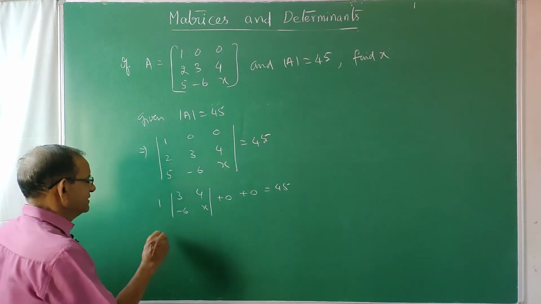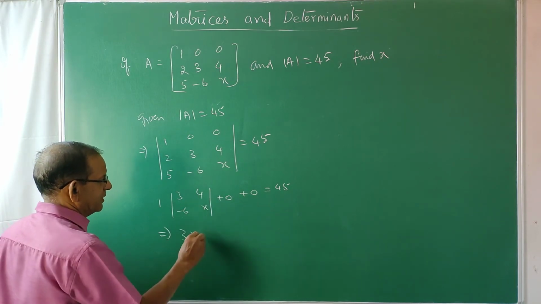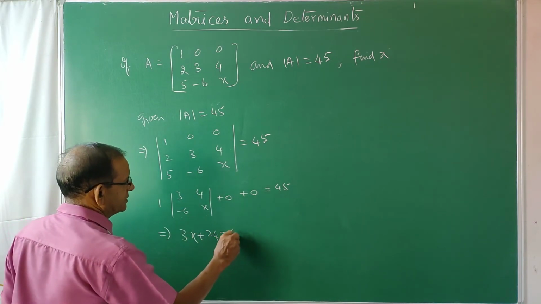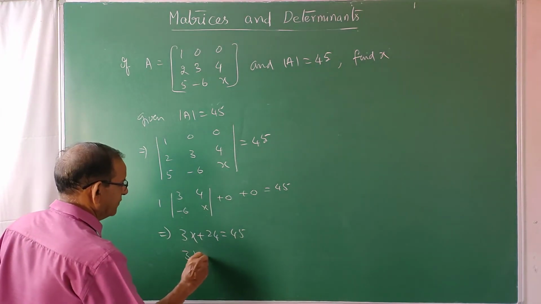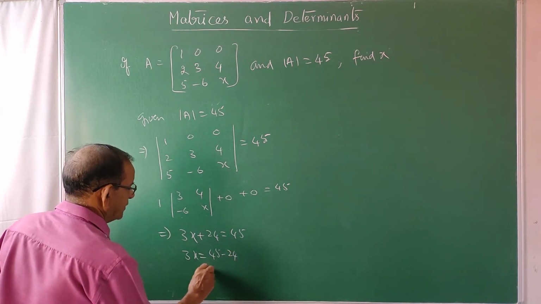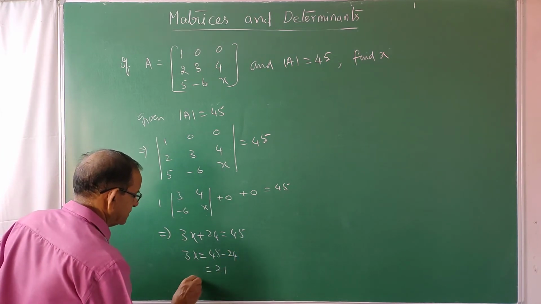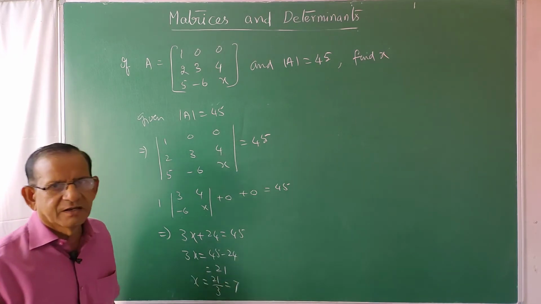So this implies 3x plus 24 is equal to 45. So 3x is equal to 45 minus 24, that is 21. So x is equal to 21 by 3, that is equal to 7. X value is 7.